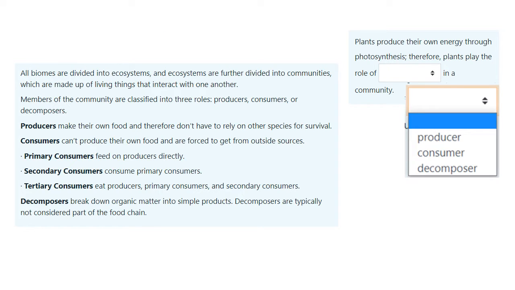Number 2, plants produce their own energy through photosynthesis. Therefore, plants play the role of what? Producer, consumer, or decomposer? Well, plants produce their own energy. Now you should know this anyway, but we can see produce their own energy, and we have make their own food. Energy and food are the same idea. Make and produce are the same idea. So we should be looking for producer.